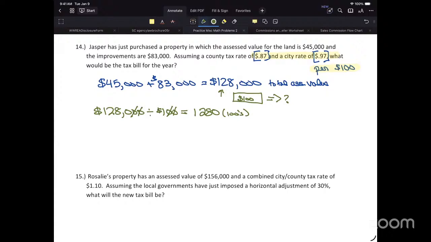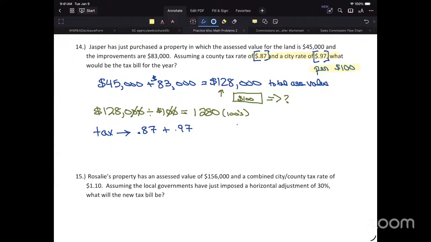So we got that 1,280 is our number of 100s here. So let's figure out our county tax rate first. Oh, see, now I would have done this, added the 87 cents and the 97 cents, and then just been done with it.